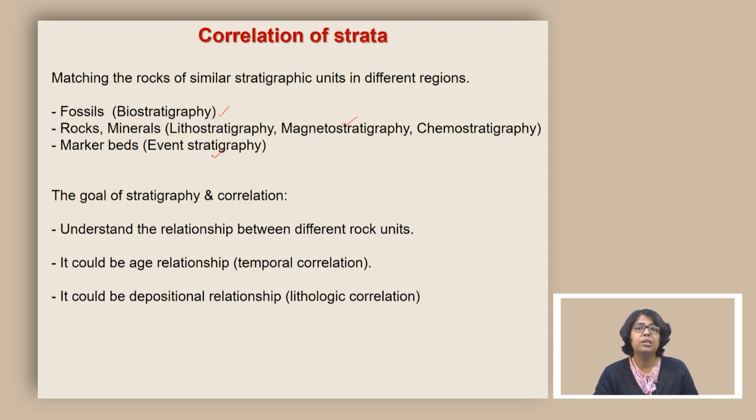The goal of stratigraphy and correlation is to understand the relationship between different rock units. It could be age relationship in terms of knowing which one is old and which one is young when they are not connected. It could also be to understand the depositional relationship. That means we want to know whether a particular depositional environment stayed in a particular place or not.